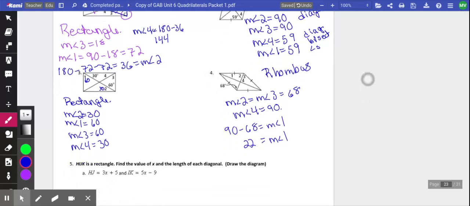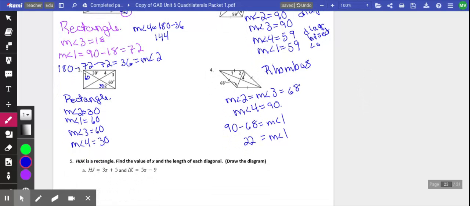Number 3, I actually figured out angle 2 and angle 3 first because I know it's a parallelogram. So that means angle 2 has to equal 30 because of alternate interior angles. And angle 1 has to equal 60 because of alternate interior angles. Therefore, I know that this is a rectangle because I know this is a right angle down here. 30 plus 60 equals 90.